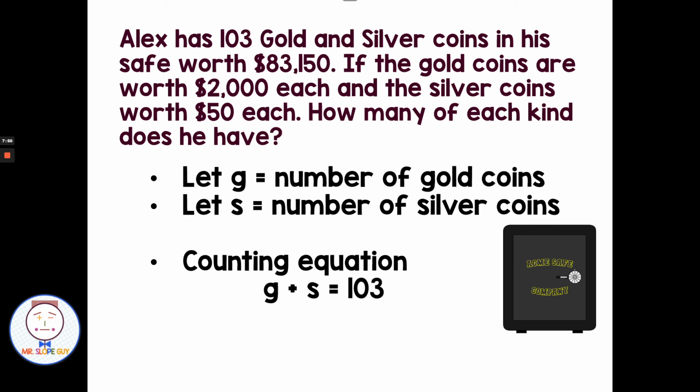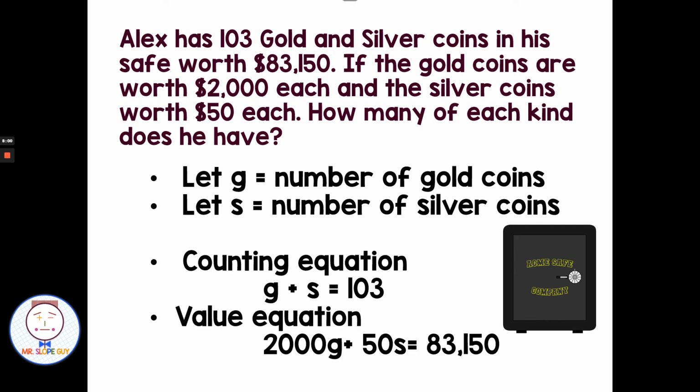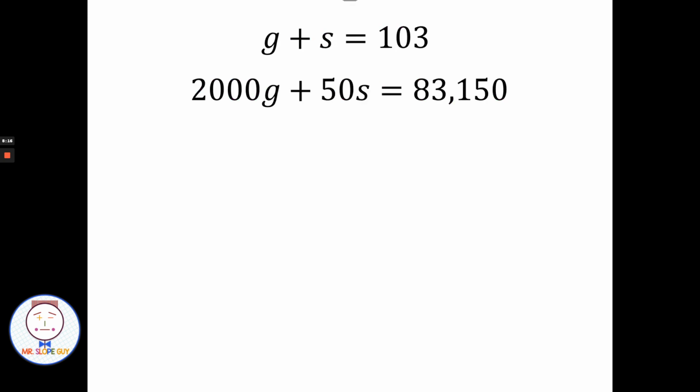And then our value equation, where we take into account that the gold coins are worth $2,000 each and the silver coins are worth $50 each. So 2,000 times G plus 50 times S would equal our total amount of money, $83,150. Once you have these two equations, you can use any of our methods of solving. Elimination works so great, so easy. I like to do that.